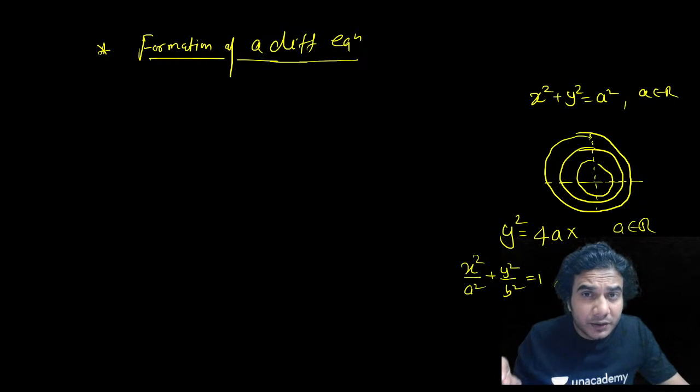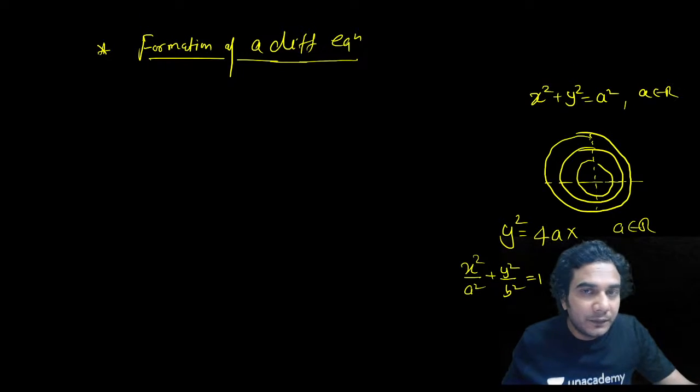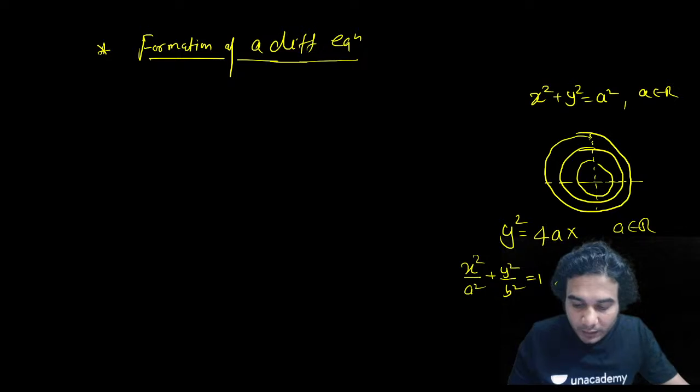Have you understood this concept, family of curves? So how do you get a family of curves? In any equation, when you have a parameter, one parameter, two parameters, maybe three or four parameters, it represents a family of curves. I hope you have got this point.